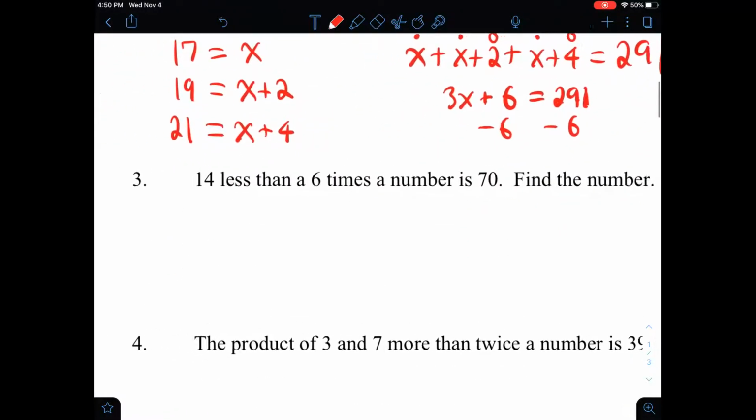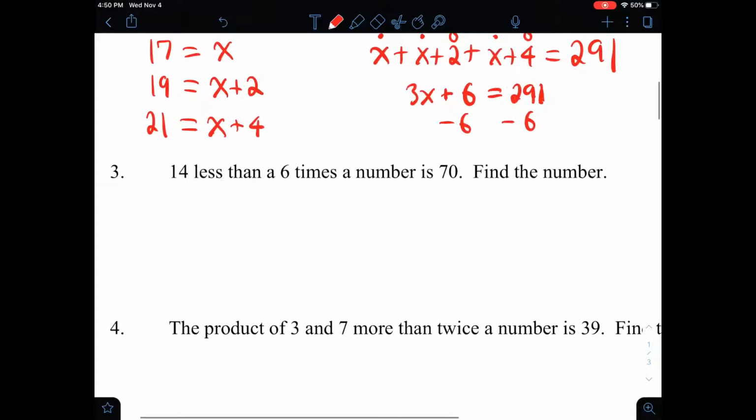Okay, moving on. 14 less than 6 times the number is 70. Find the number. All right, so again, let's start with a number here. We have 6 times the number, and we have 14 less than that. So 14 less than is going to go at the end. And less than is what operation? It's going to be minus 14, then is 70.